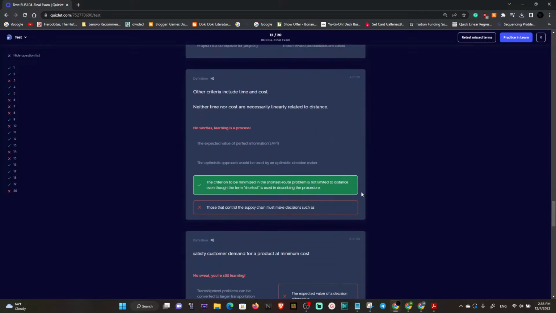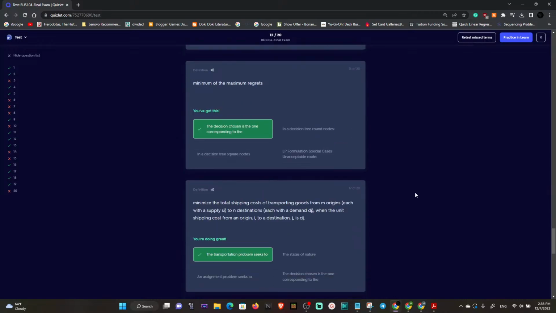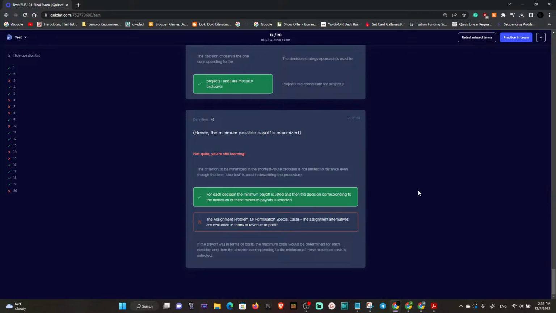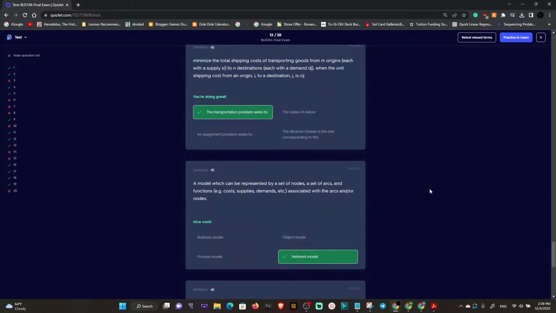Wait, I see that one. To satisfy demand at minimum cost. In general, supply chains are designed to. Okay. It was B. Yes. Can I check something real quick? Can you go up a little bit? Not that one. A bit above network model. Above that one.